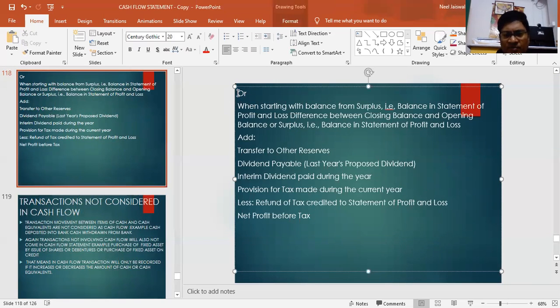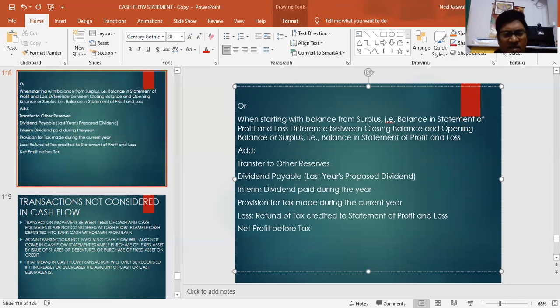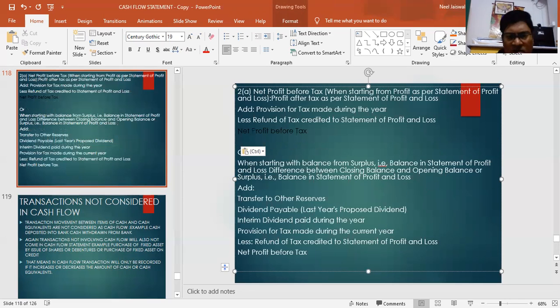So for net profit before tax, that means we have already got the profit in the statement of profit and loss only. They have not given us the balance sheet. That means profit after tax as per the statement of profit and loss is given. Then we will simply add provision for tax made during the year and less refund of tax credited to statement of profit and loss. Only the tax part we have not appropriated.